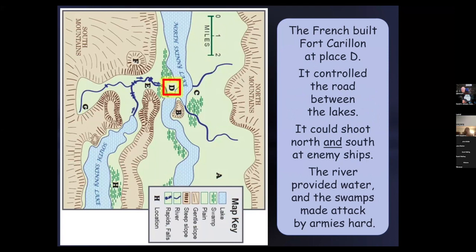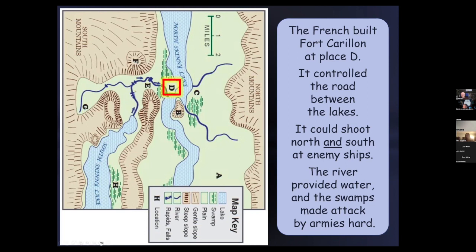And where it is located, it could shoot both north and south at enemy ships on the lakes for quite a distance up the lake. And it had a river flowing right by it, which provided water. And meanwhile, the swamps around it made it very hard to attack by an army on foot.